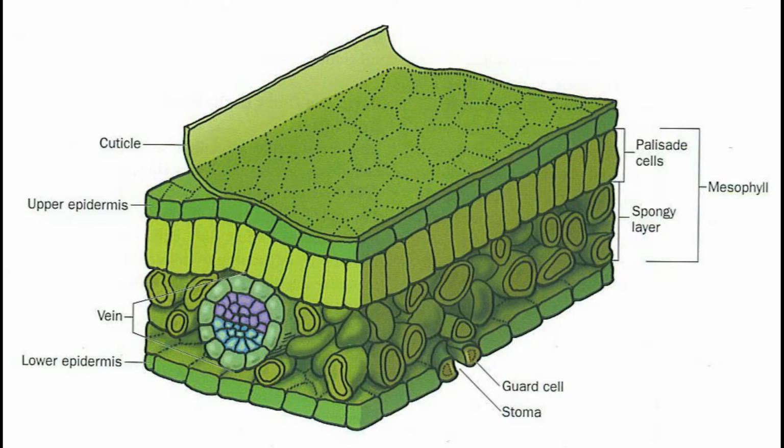The cells are rounded and arranged quite loosely with large air spaces between them. They form the spongy layer. Running through the mesophyll are veins. Each vein contains large xylem vessels for carrying water. Phloem tubes carry away sucrose and the other substances that the leaf has made.